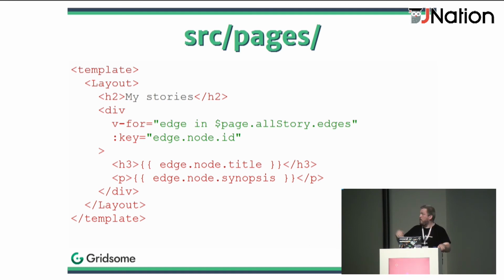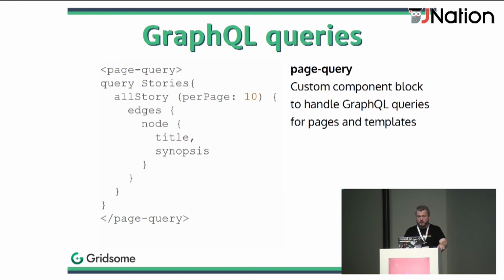We can grab our content using the $page property and display it on the screen. In our case, we are using the ID, the title, and the synopsis. In our GraphQL, we will have our ID, title, and synopsis. We will choose which exact fields we want from our stories. But those of you who know Vue.js could wonder from where the page query showed up.